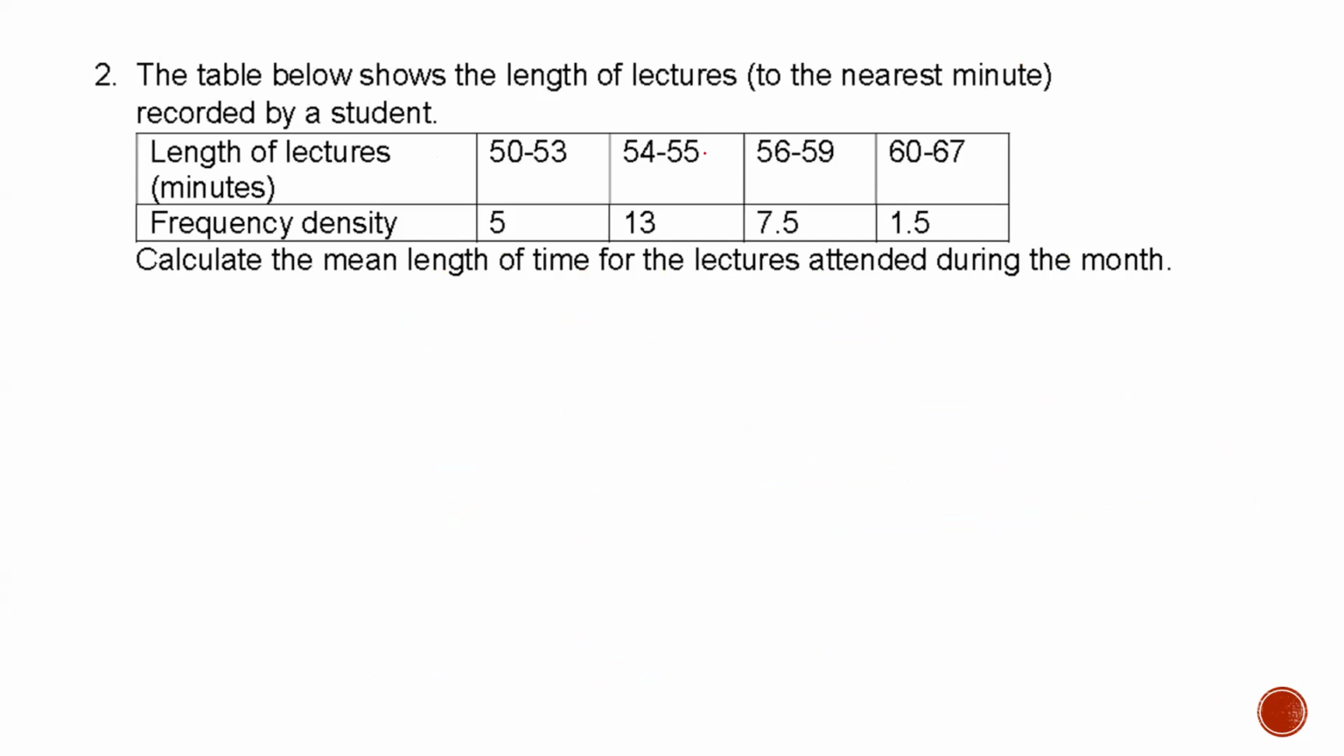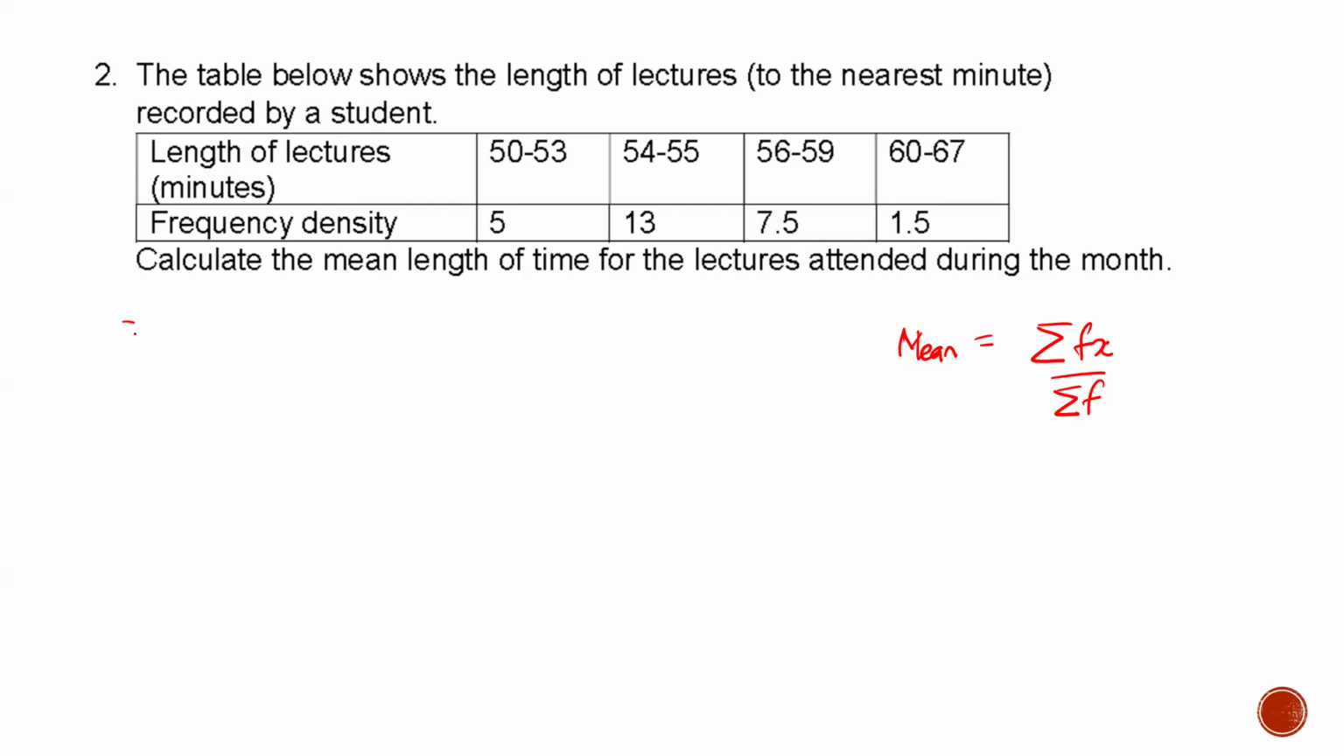We're being asked to calculate the mean length of time. And for those who are familiar with this kind of statistics, I think we should all be familiar. Mean should be summation fx divided by summation f. So in this case, we're being given frequency density, but frequency density and frequency can be used interchangeably in these equations. So it shouldn't affect the way you actually work this out.